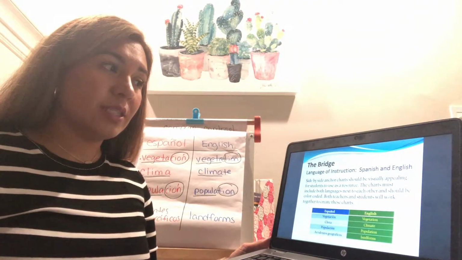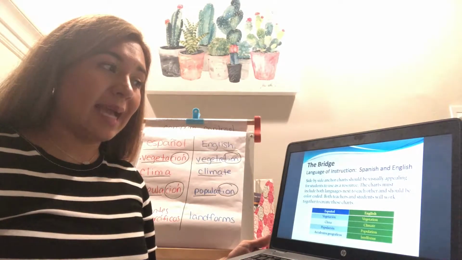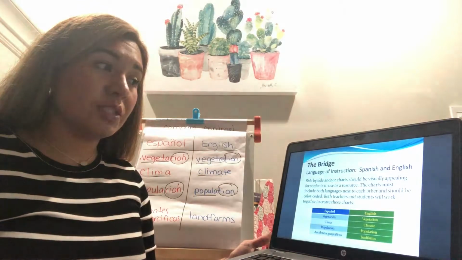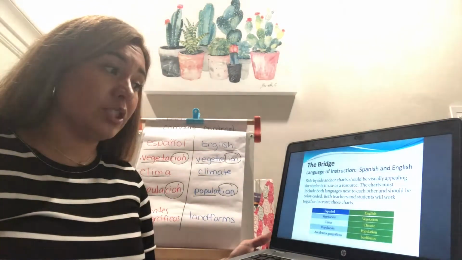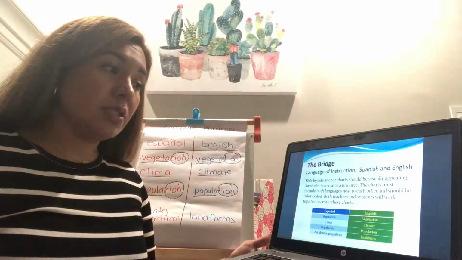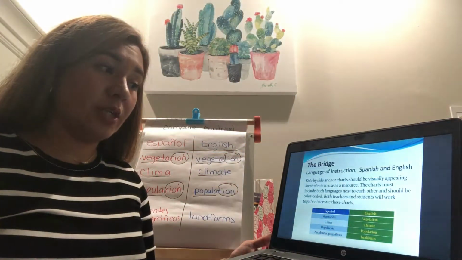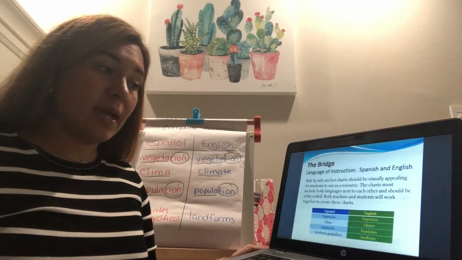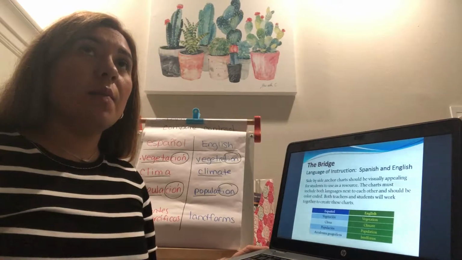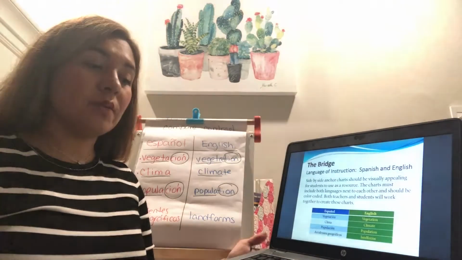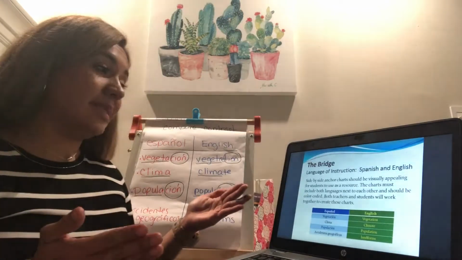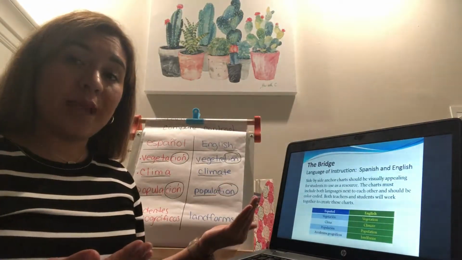The language of instruction is Spanish and English. Side-by-side anchor charts should be visually appealing for students to use as a resource. The charts must include both languages next to each other and should be color-coded. Both teachers and students will work together to create these charts. On the PowerPoint, I have an example of how that anchor chart would look. But again, we're talking about having the students look at the languages side by side, and this will help them with that word fluency.